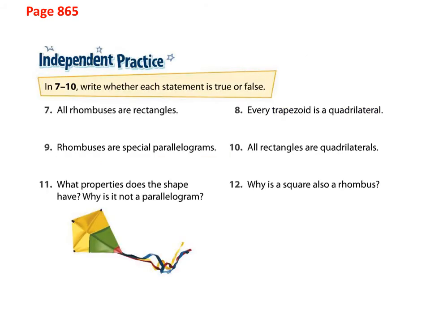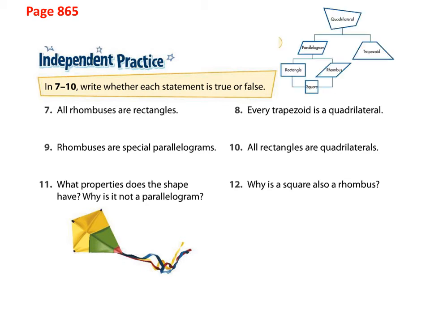In 7 to 10, write whether each statement is true or false. We can use the family tree to answer the questions from 7 to 10. Here it is. Question 7. All rhombuses are rectangles. Use the family tree. Look at the rhombus. Since the rhombus is not below the rectangle in the family tree, every rhombus is not a rectangle. So question 7, false.